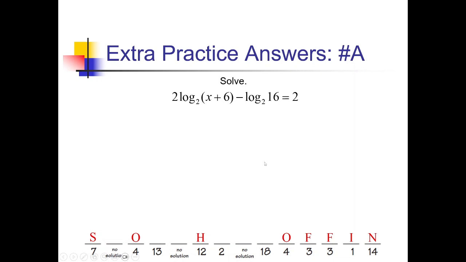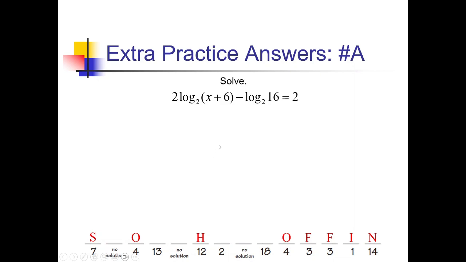Here we go now with problem A. This is one where you could follow the strict log rules and make a huge mess for yourself in the beginning. For example, you could pop this 2 in as an exponent and have x plus 6 quantity squared. Then you could merge this all into one big log by dividing x plus 6 squared by 16 inside the logarithm, and then you're going to have a little bit of a quadratic to deal with when you raise 2 to both sides. So that's one option for solving this.